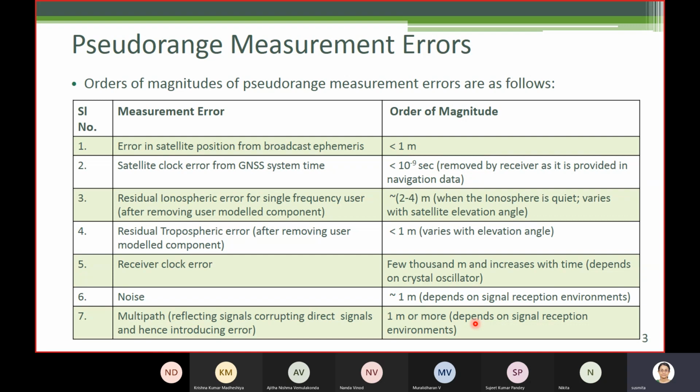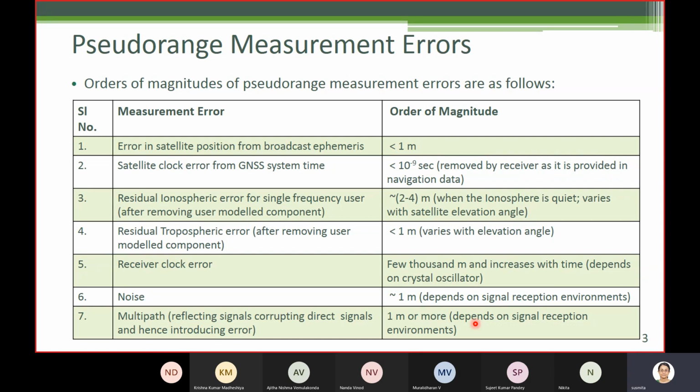It also depends on the delay between the reception of the direct signal and the reflected signal. If the reflected signal is received much after the direct signal, then the chance of error is much less. But if the multipath is received shortly after the direct signal, then there is a chance of more error introduced. And how much error will be incurred by multipath also depends on what kind of signal you are processing.